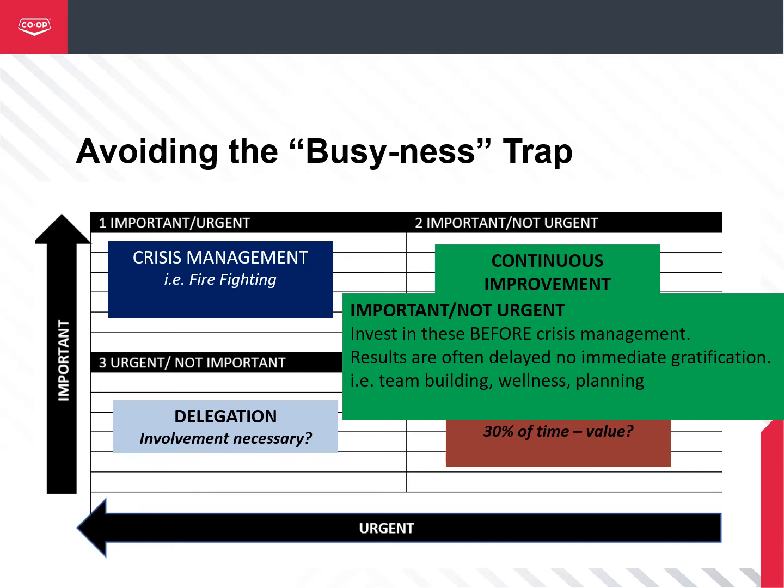So we want to see that things are moving from that number 1 quadrant, that crisis management, into number 2, which is where we want to invest in. We often don't invest in that continuous improvement because there's no immediate gratification for our results. It's things like team building, that proactive wellness and planning.